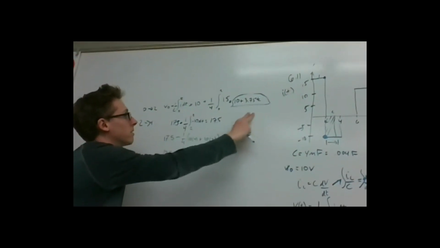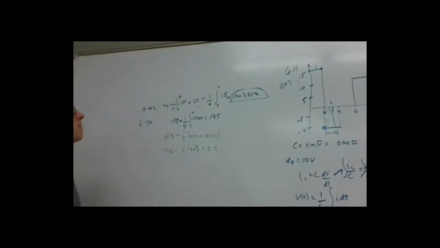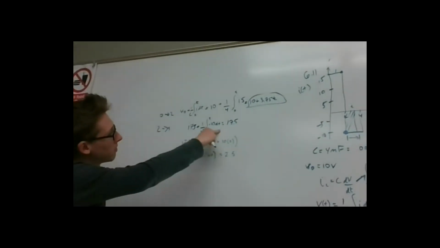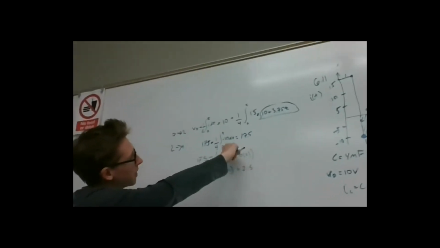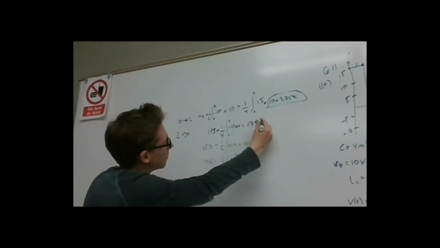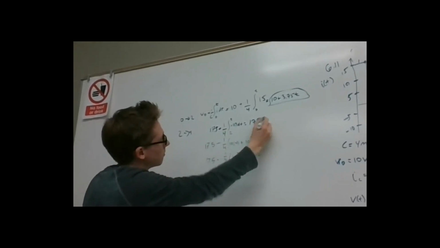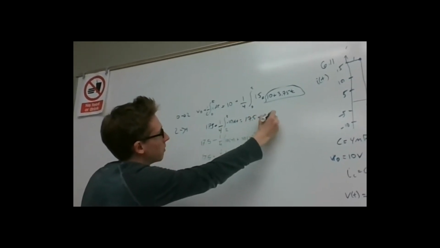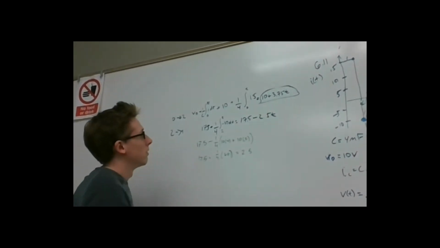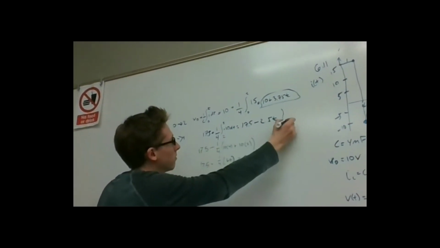Working out okay? So the first part is okay. After that you have to integrate this whole thing. Then you get 17.5 minus 5T, minus 2.5T. And then you have to evaluate it.